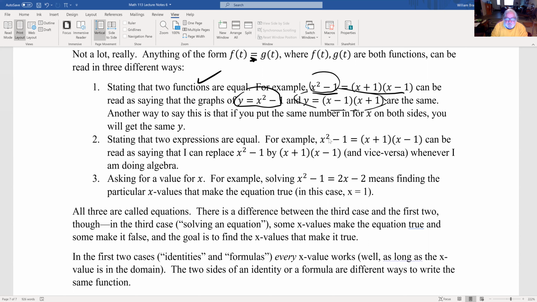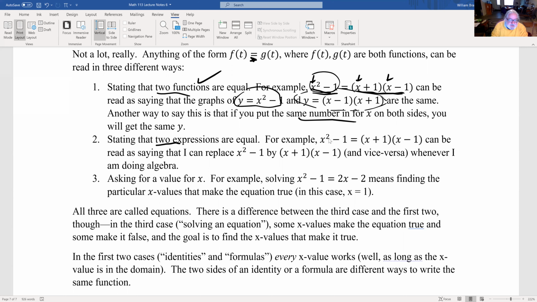Another way to say that is if you pick any x value and you plug it in here, here, and here, you get exactly the same thing on both sides. For whatever x, that works. So if we think of the 2 sides, x squared minus 1 and x plus 1 times x minus 1, as functions, it's saying they have the same graph.